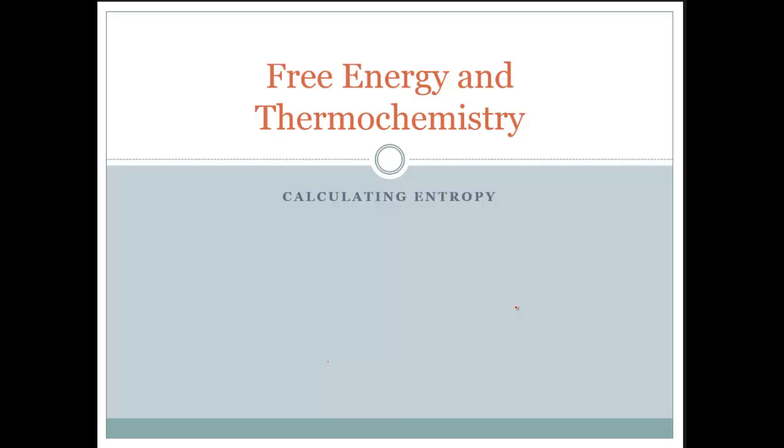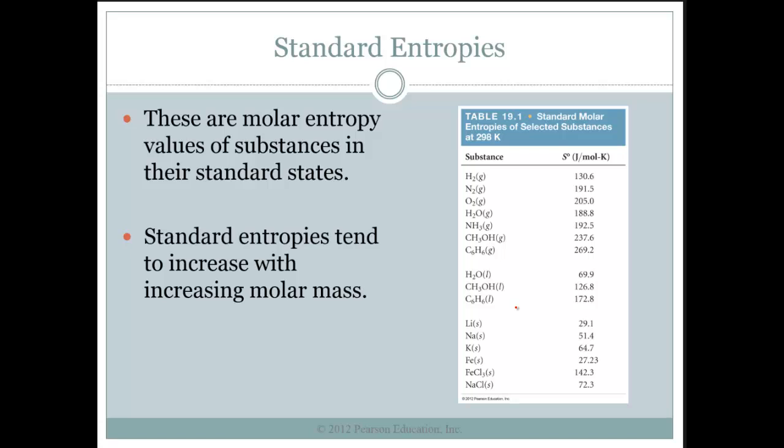In this tutorial, we will be calculating entropy. These are molar entropy values of substances in standard states, meaning at 298 degrees. Standard entropies tend to increase with an increasing molar mass. So if we look at these, as those molar masses increase, the entropies increase.